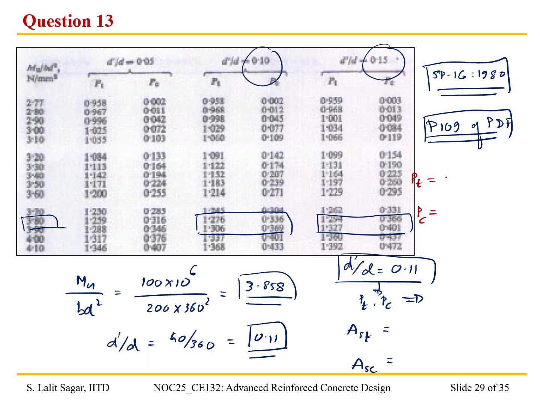PT is equal to 1.2978 and PC is 0.3619. So correspondingly the value of AST would be 934.42 mm square and ASC would be 260.57 mm square.